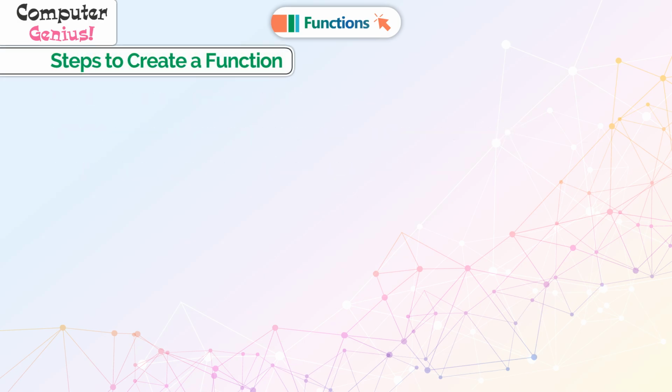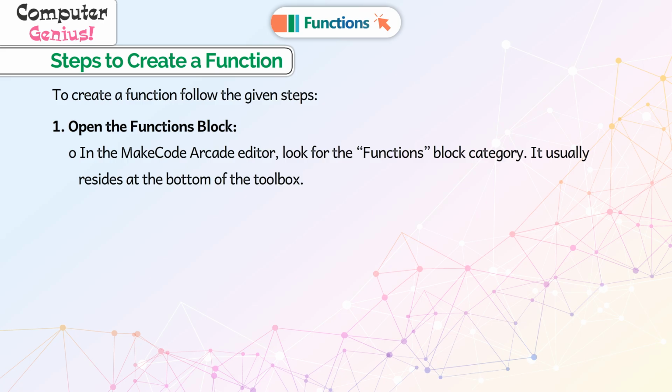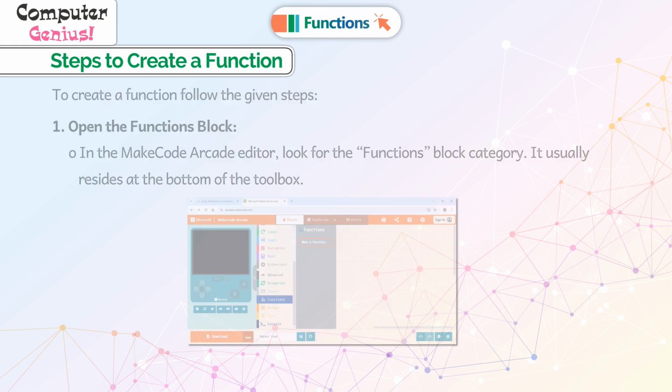Steps to create a function. To create a function, follow the given steps. 1. Open the Functions block. In the Make Code Arcade editor, look for the Functions block category. It usually resides at the bottom of the toolbox.